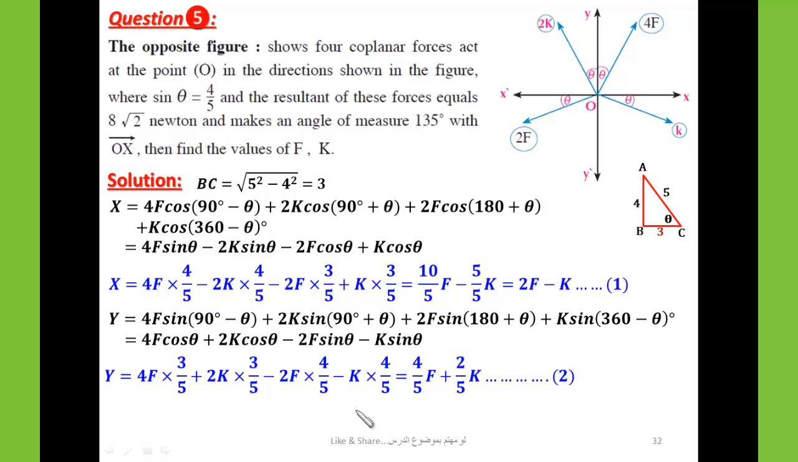And we collect each term containing f and each term containing k. So finally we have y equals 4 over 5f plus 2 over 5k. Use your calculator to deduce 4 over 5 and 2 over 5. And this is equation 2. Y equals 4 over 5f plus 2 over 5k.